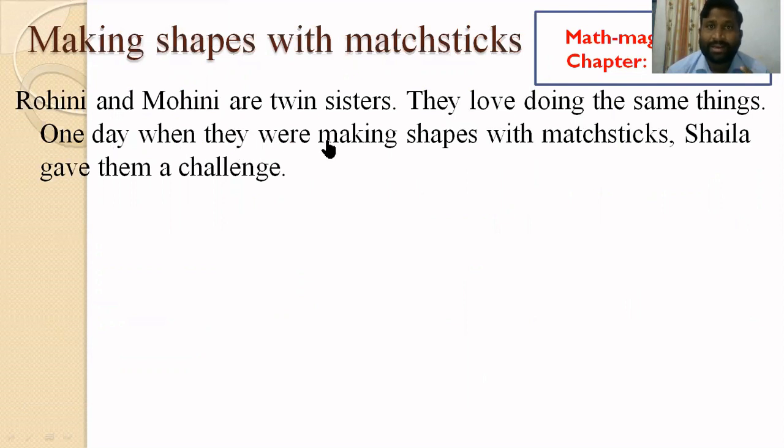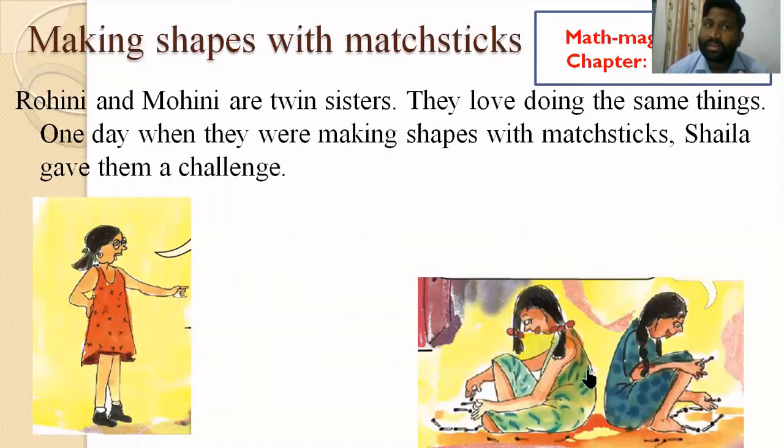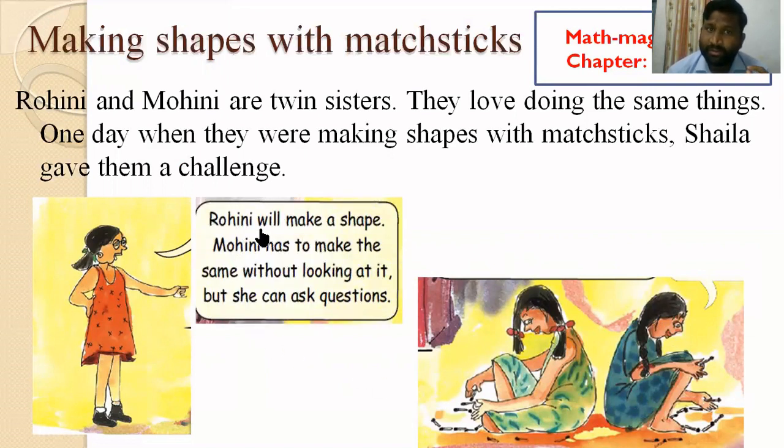They love doing the same things. One day when they were making shapes using matchsticks, Shela gave them a challenge. Shela is another girl. Rohini will make a shape. Mohini has to make the same without looking at it, but she can ask questions. Means they both have to make a shape, but they need not see each other's shape.